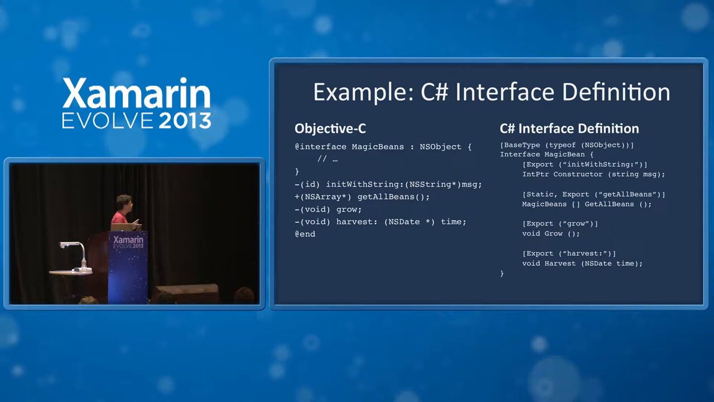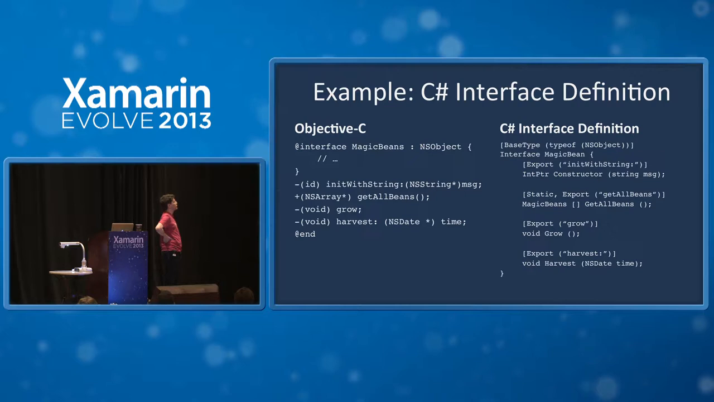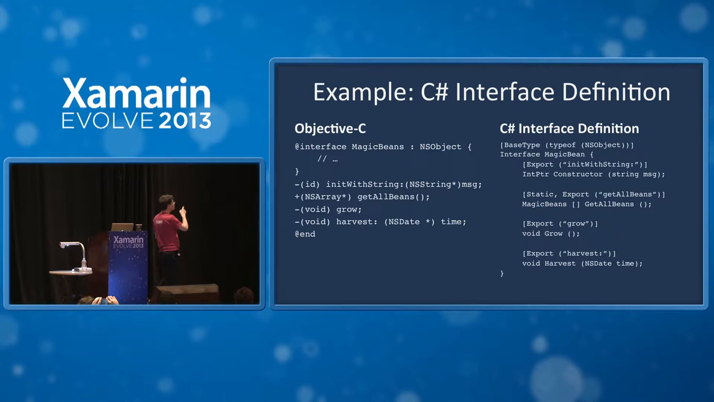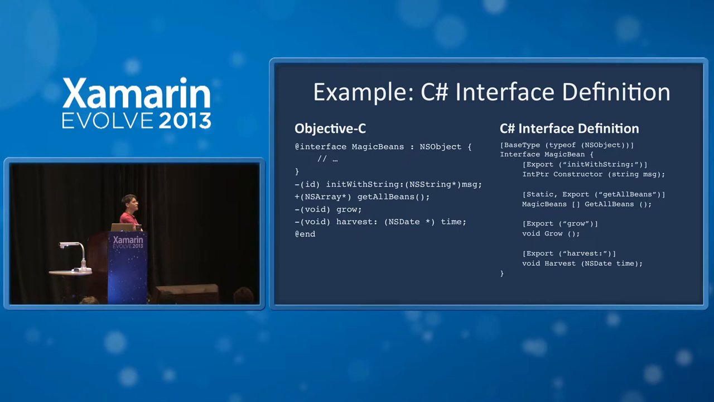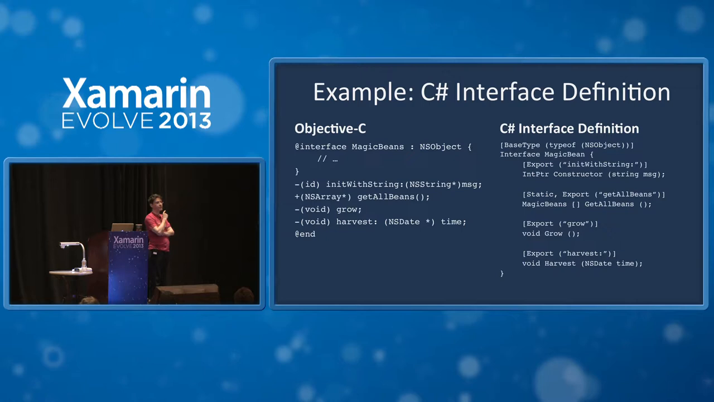What is interesting here is that we are actually making it very explicit that this initWithSomething is a constructor by using the special signature IntPtr constructor. That is an idiom in the IDL language. That's always a constructor. And then notice that we replace NSString with string, a C-sharp string. The binding tool takes care of transforming between NSString and string. And you should do this because the runtime has special support for this marshalling, and you will get zero copy marshalling if you do this. So do this because it's the best thing that you can do.